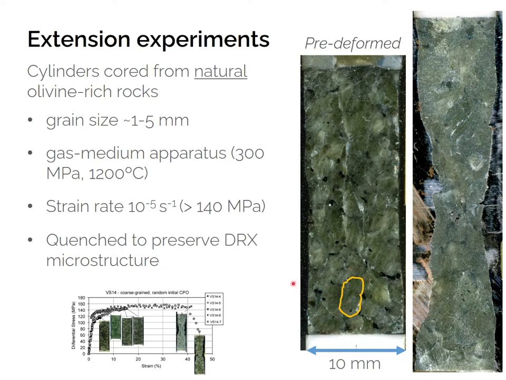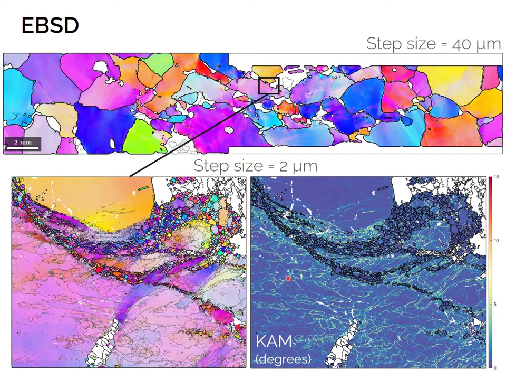To preserve the microstructure, cylinders were quenched rapidly after deformation, and if interested, you can find more details of these experiments in the description of the video below. We made two types of orientation maps: large coverage maps with step sizes in the order of tens of microns, covering both the necking and the slightly strained areas, and high spatial resolution maps in recrystallized areas with step sizes between 1 to 3 microns depending on the grain size.